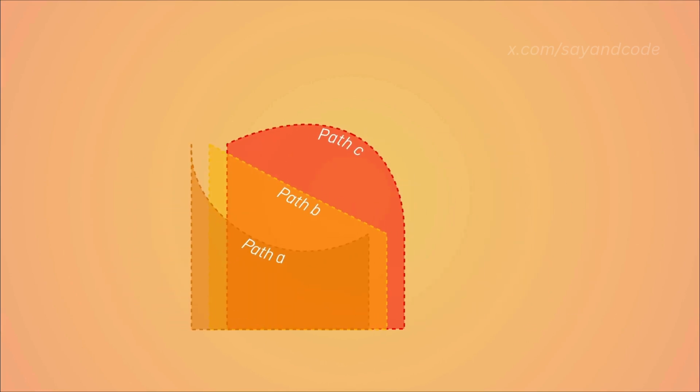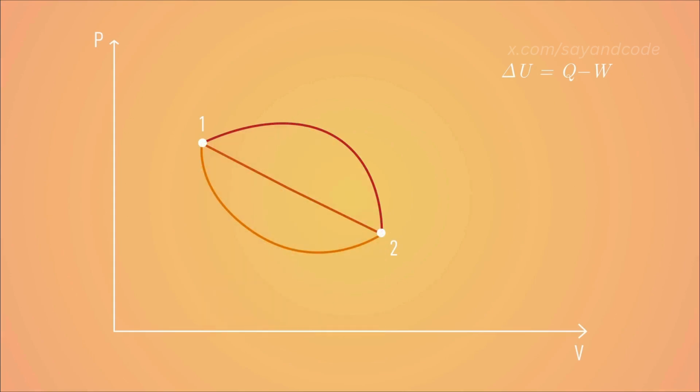The end states 1 and 2 are fixed, so the change in internal energy is also fixed. And so, according to the first law, as work done changes, the heat transfer also changes. So, both heat and work done are dependent on the path taken by the process. Hence, heat and work are path functions.